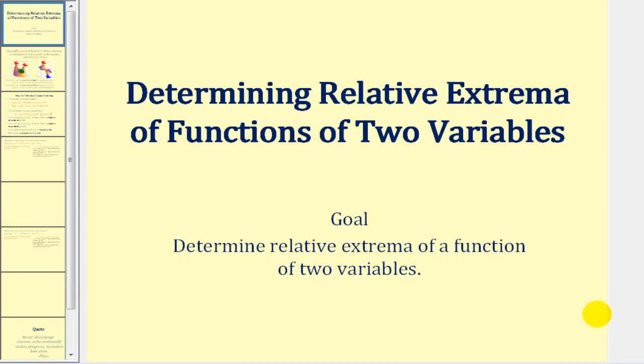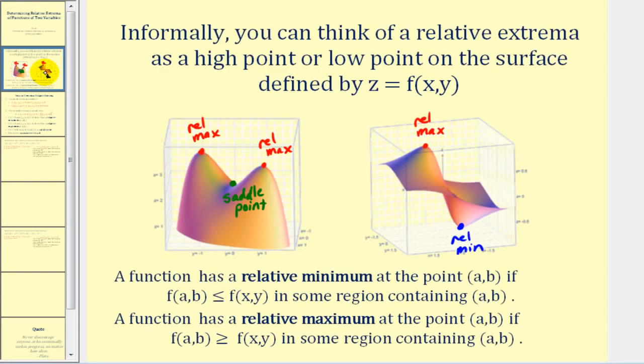Welcome to a video on determining the relative extrema of a function of two variables. Informally, you can think of relative extrema as high points or low points on the surface defined by z equals f of x, y. So for example, on this surface, these two red points would represent relative maximums. And this green point here will sometimes appear as a critical number, but does not represent a relative max or min and is called a saddle point.